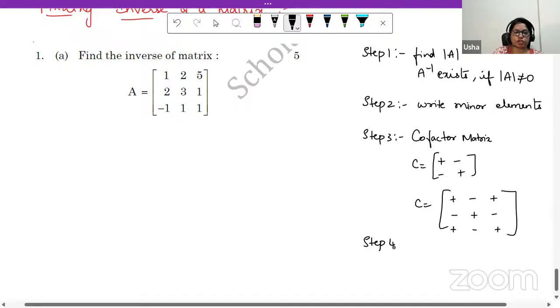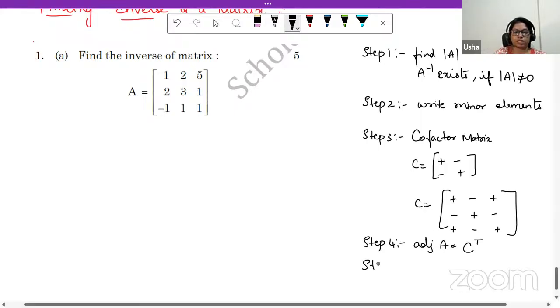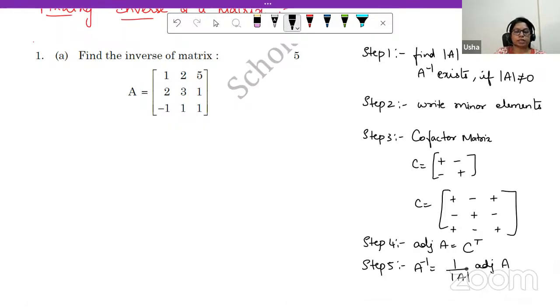Step 4 is writing the adjoint of the matrix. The adjoint of A is the transpose of the cofactor matrix. You know what transpose is: interchanging rows into columns is the transpose of a matrix. After you find the adjoint of A, step 5 is writing the formula: A inverse is equal to 1 by determinant A into adjoint of A. Each element of this adjoint matrix, you should divide by the determinant of A, which you found in the very first step.